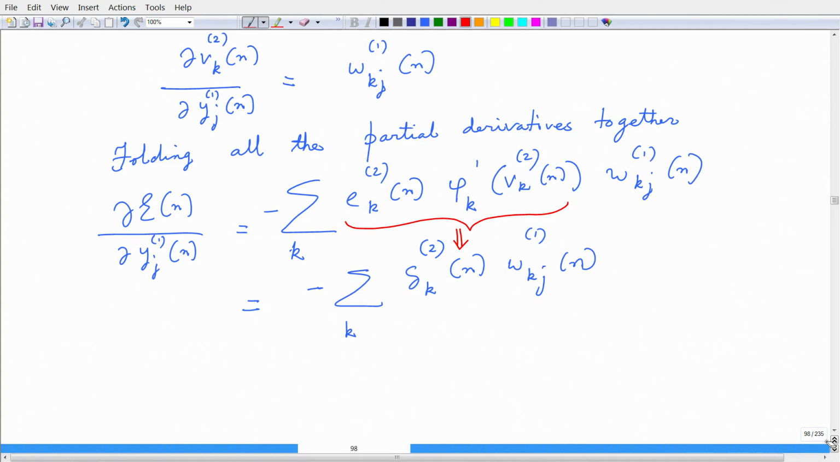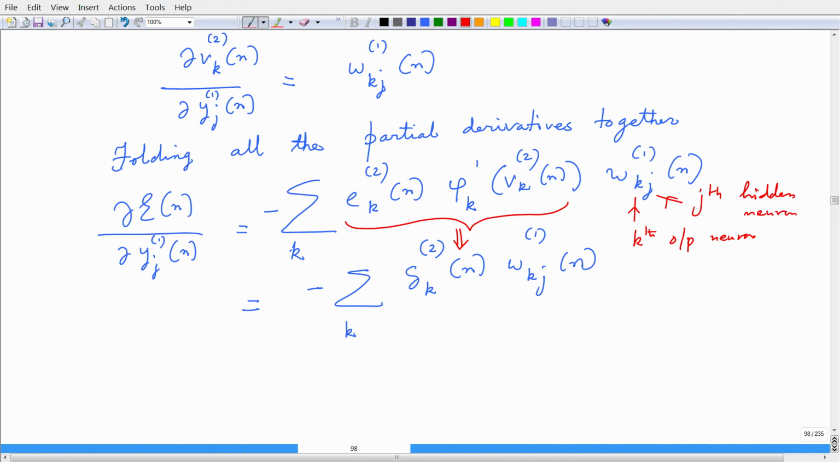So, now we have the big picture here. Now, folding all the partial derivatives together, the partial of the total instantaneous energy with respect to the function signal at node j in layer 1 is given by this quantity: minus summation over k Ek(n) times phi k dash Vk(n) times, so these two terms are in layer 2, this times Wkj, the synaptic weight between the hidden and the output layer, that is, the kth output neuron is connected to the jth hidden neuron.